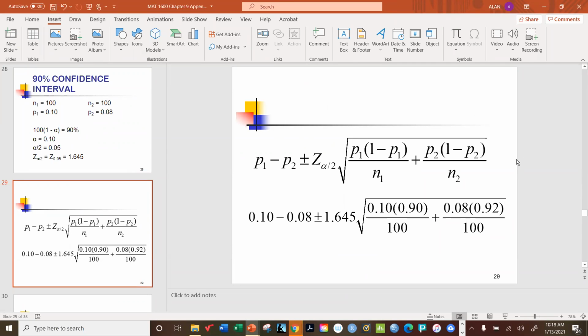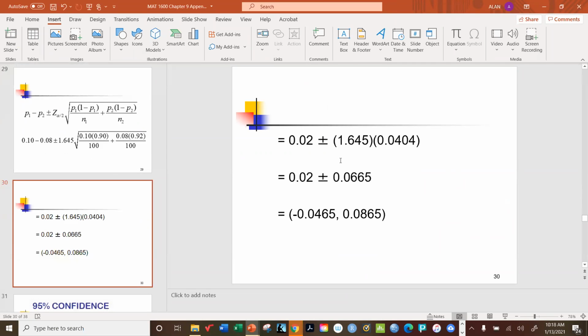Okay. So let's see what that turns into. So it's 0.02. Now, the entire expression under the square root sign is approximately equal to 0.0404. So we've got 0.02 is our point estimate. And this is our margin of error. Now you notice the margin of error is actually larger than the point estimate. That indicates that there's a lot of uncertainty associated with this estimate.